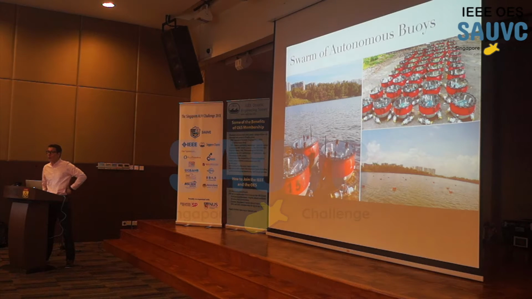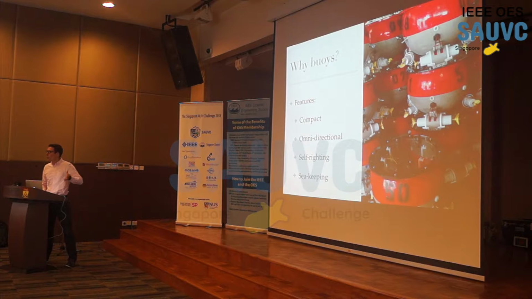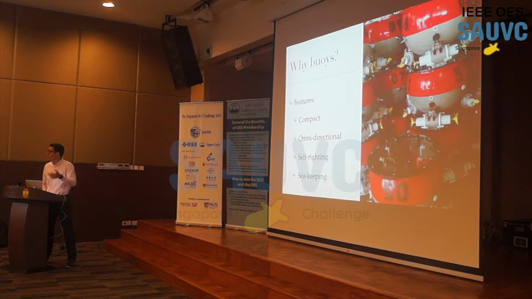So we propose to develop a swarm of autonomous buoys. These are the units we have developed jointly with MIT. First of all, why have we been using buoys? Number one, they're compact. As you can see here, they are packed in a van for deployment. They are omnidirectional. You want them to be able to move and change direction very quickly. Self-righting: if you put them at sea, you want to make sure that they always come back to the upright position, and they are very good at sea keeping as well. So if you want them to be fixed, they can remain fixed. If you want them to move in a given direction, they should be able to move in that direction.